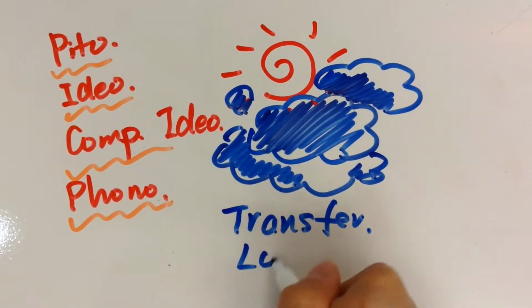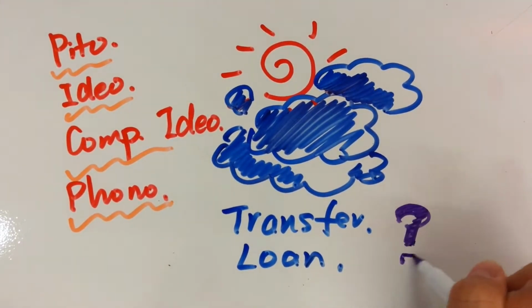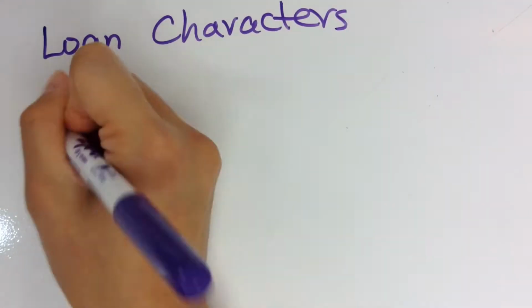So to be honest, I read different articles on transfer characters and loan characters, but still do not have a clear idea how to explain them. I will try my best anyway, so here we go. Let's flip the order and talk about loan characters first.